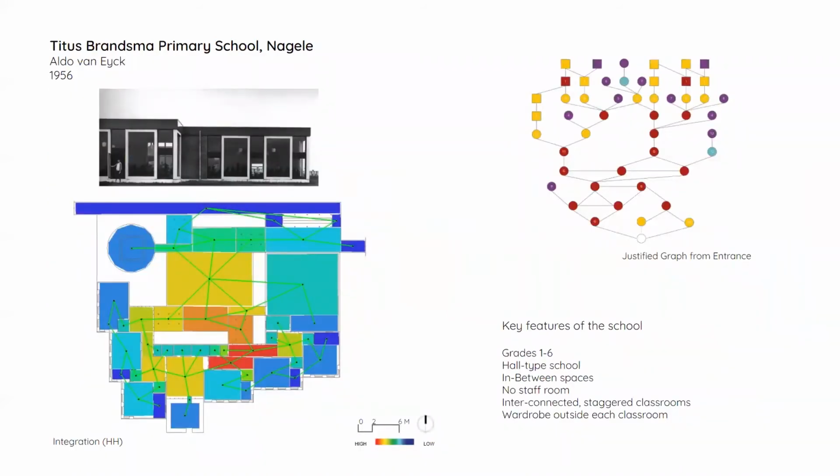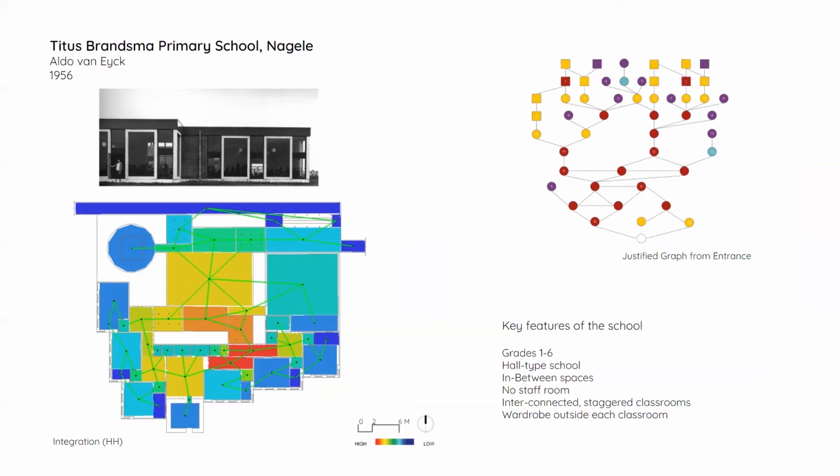The primary school at Nagele was designed by Aldo van Eyck in 1956. The school is designed as a hall-type school. Its spatial configuration is centrifugal and takes inspiration from its patron village's layout. Although not centered around a specific pedagogy, the planning of the school accentuates connections of polarities, inside and outside, through the in-between spaces. Each classroom opens up to another one, thus indicating towards a non-correspondence model.